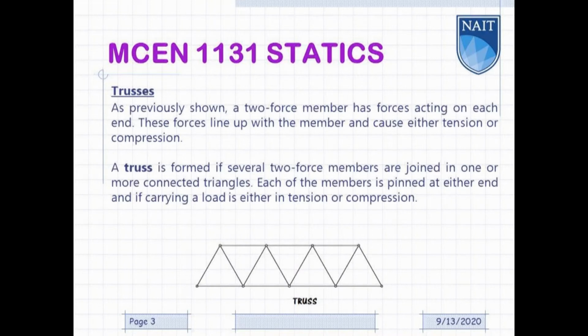Trusses. As previously shown, a two-force member has forces acting on each end. These forces line up with the member and cause either tension or compression. A truss is formed if several two-force members are joined in one or more connected triangles. Each of the members is pinned at either end, and if carrying a load, is either in tension or in compression.